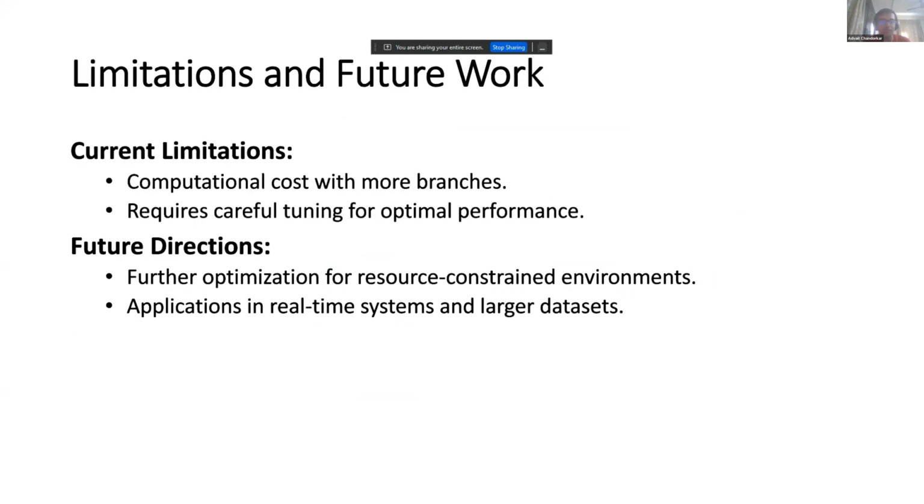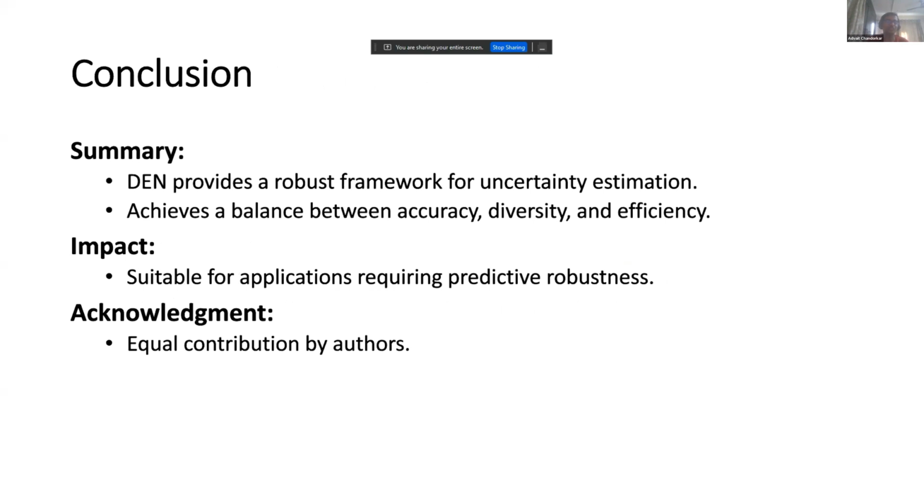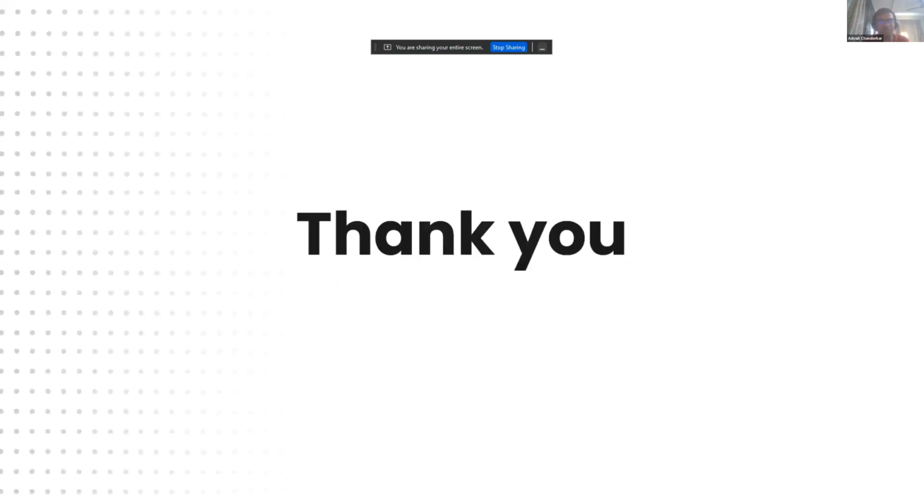The future directions are that here we didn't concentrate much on how to optimize this, and we didn't test it on a larger dataset. MNIST only has 70,000 images of 28 by 28 or 32 by 32. So these are the future works that we propose. In conclusion, it just provides faster uncertainty estimation for real-time work. Thank you.